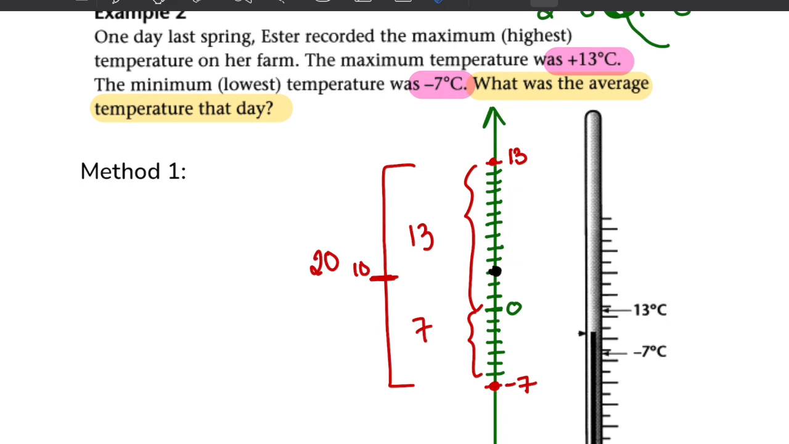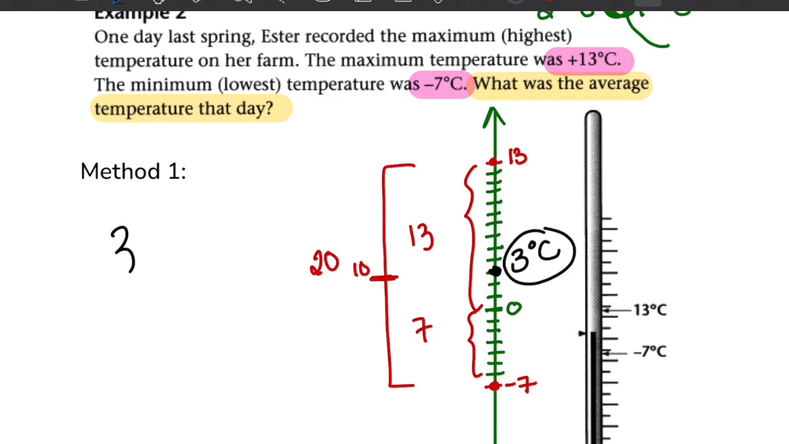Now that I've figured out where that middle point is, I just have to figure out what that temperature is. So here's 0 degrees. Here's the temperature that is the average, or the middle. So it's 1, 2, 3. This is 3 degrees.